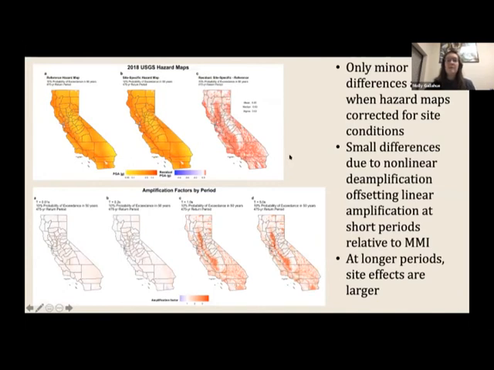So when we site correct the hazard maps for the site-specific VS30, we find that there's really no difference. There are very, very minor differences, as you can see in the residual map here. And mostly the site-specific hazard map is slightly higher than the original. And these small differences are due to the nonlinear de-amplification offsetting linear amplifications at short periods relative to NMI. And at longer periods, site effects are larger because that nonlinear effect goes away at longer periods.